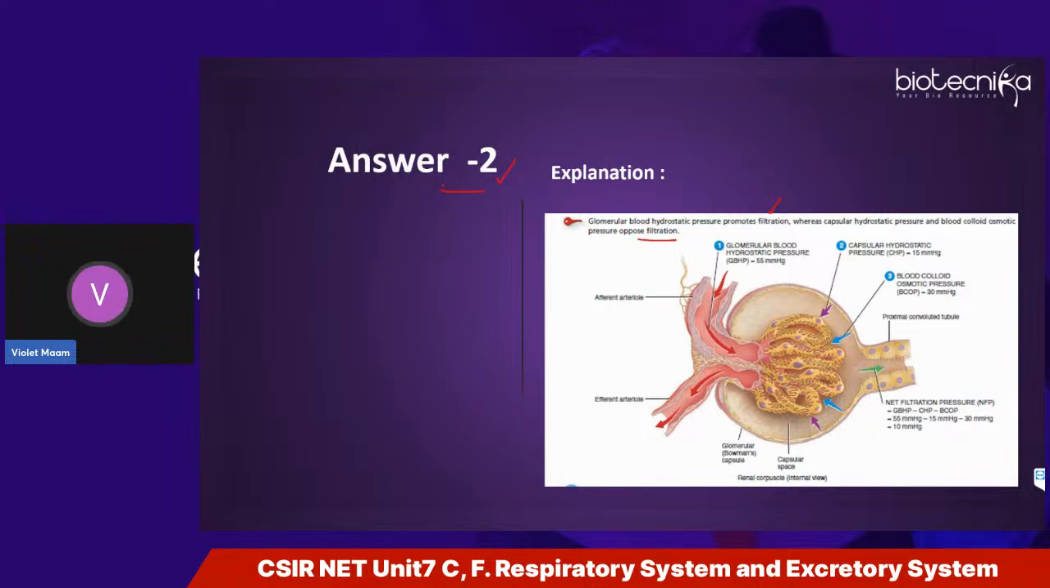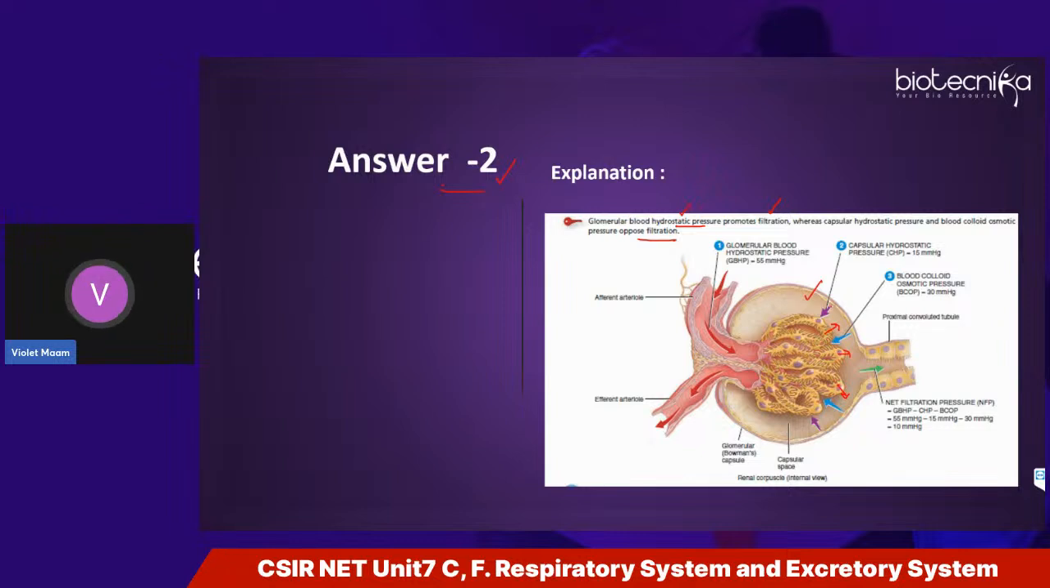So this is the glomerulus that is present in the Bowman's capsule. So filtration of the blood occurs over here, right? So the pressure that is present inside the blood, okay, so that is the blood hydrostatic pressure because of the presence of the blood. Blood hydrostatic pressure will be a positive pressure. Positive pressure means it will help in filtration, right?